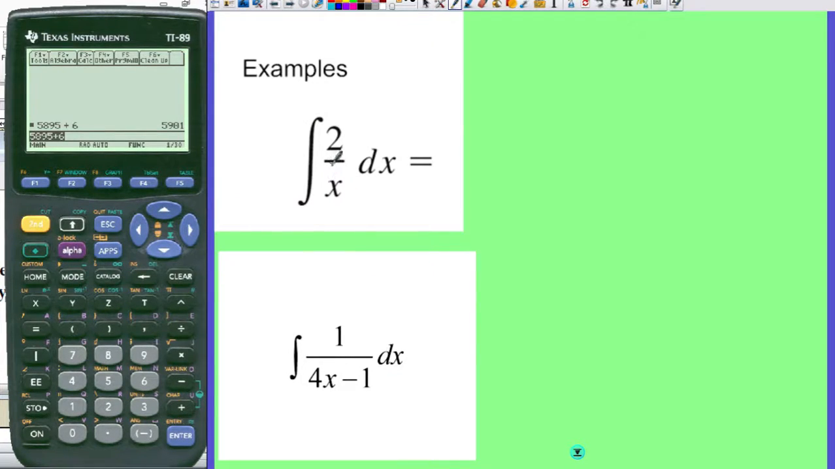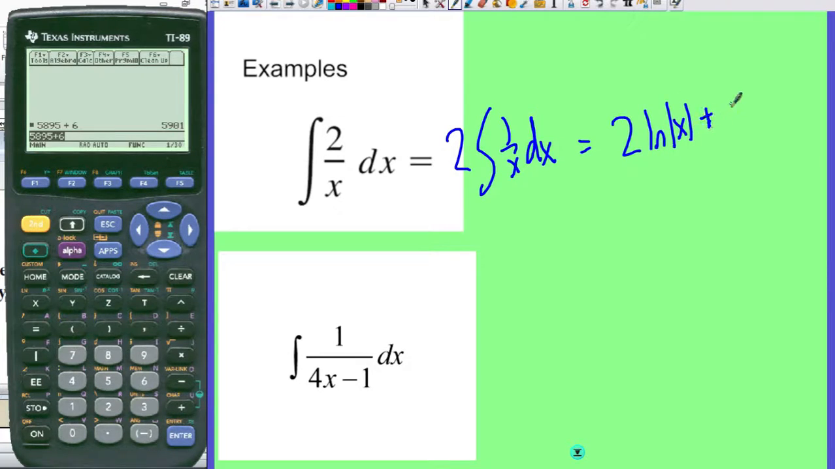Here's the integral of 2 over x dx. Well, I can break this up to 2 times the integral of 1 over x dx, which is going to be 2 times the natural log of the absolute value of x plus c.